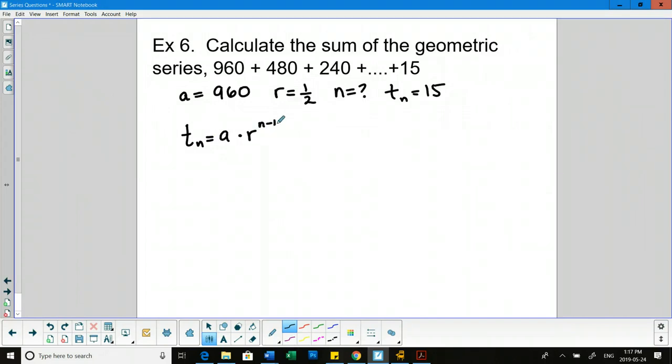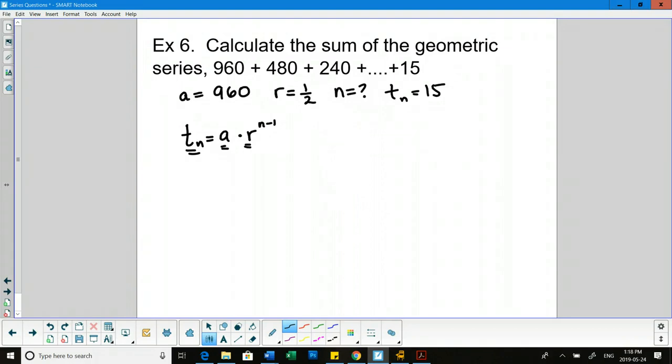Okay, I mean, do we need a formula for this? We could write out the sequence. I mean, we're halving this anyways. It's going to be pretty quick by the time we get to 15, right? So one option is, if you want, you can plug in A and R, and you can plug in 15 here, and you can try to find the n that makes that true. We did an example of that two days ago, I think. So I can totally do that.